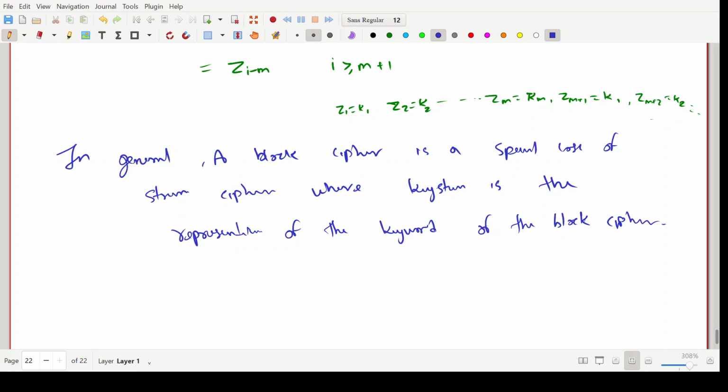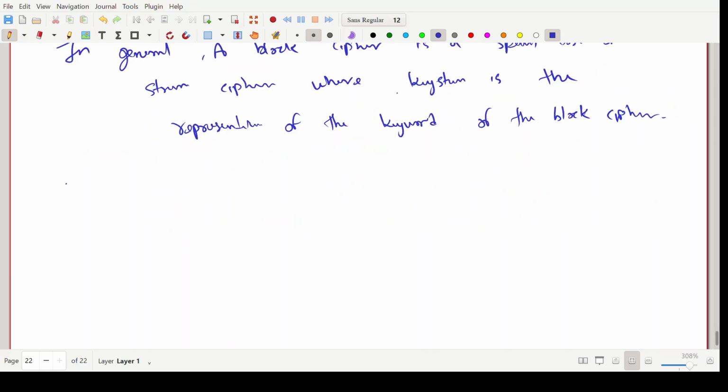As I told you with that Vigenere cipher example, there is some more definition, that is the periodic stream cipher. A stream cipher is called periodic if Z i plus d is equal to Z i for all i greater than or equal to 1, where d is the period. So in the previous case, in the case of Vigenere cipher, m was the period. That means after m, my key is going to be repeated.